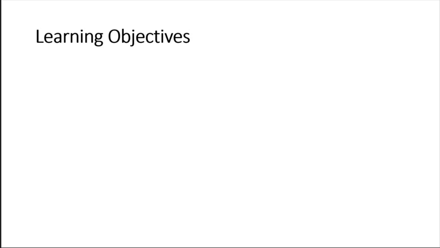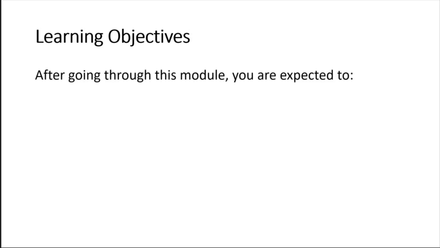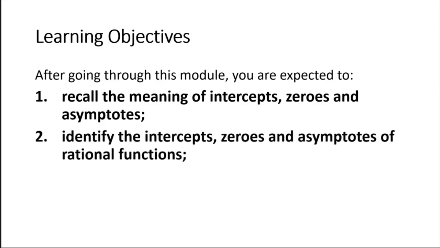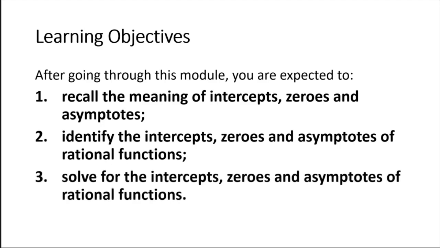Our learning objectives. After going through this module, you are expected to: number 1, recall the meaning of intercepts, zeros, and asymptotes. Number 2, identify the intercepts, zeros, and asymptotes of rational functions. Number 3, solve for the intercepts, zeros, and asymptotes of rational functions.